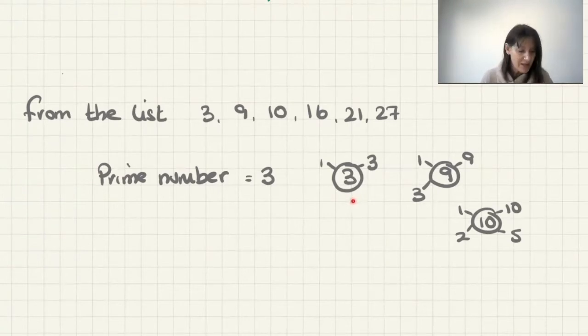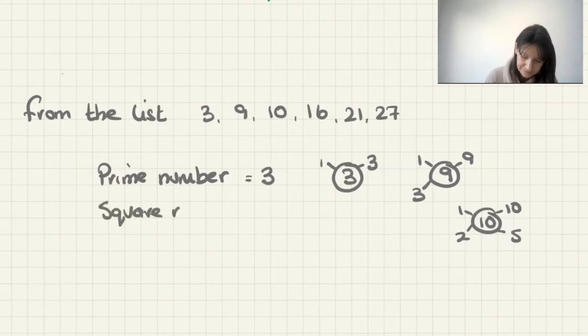Okay. All right. The next thing that I want you to write down is a square number. Out of that list, which number is the square number? Okay. Hopefully you had a go. The answer to that is 9.